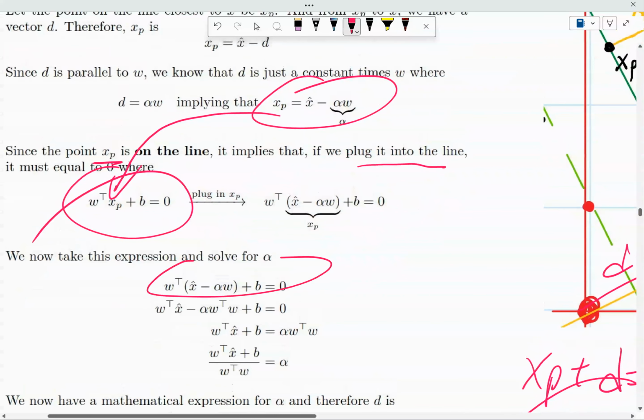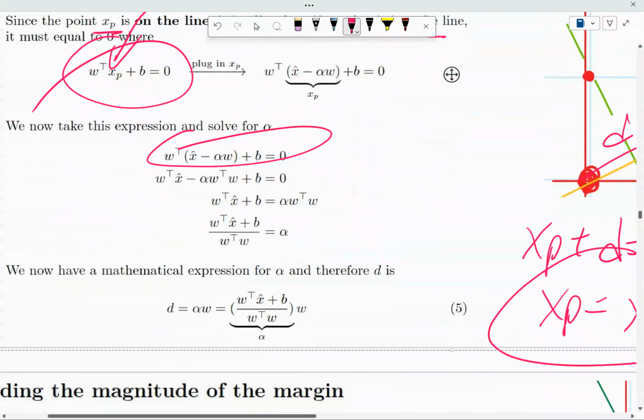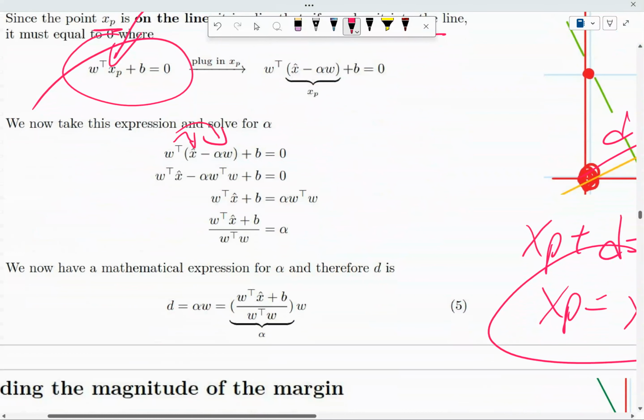We can start simplifying this expression by multiplying w to both sides. Now we have x transpose and then this here. Notice we can assume we know all the variables: we know w, b, all these. So we can now solve for alpha. After we solve for alpha, it results in this expression.